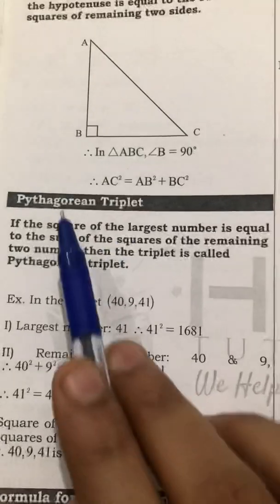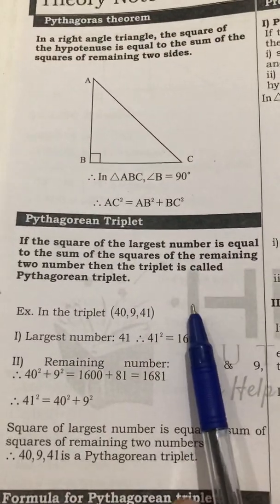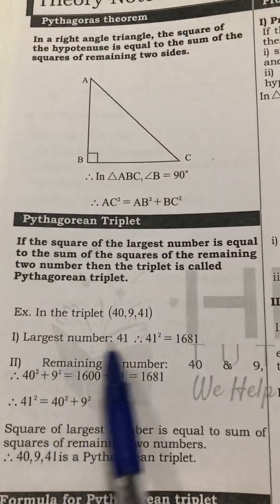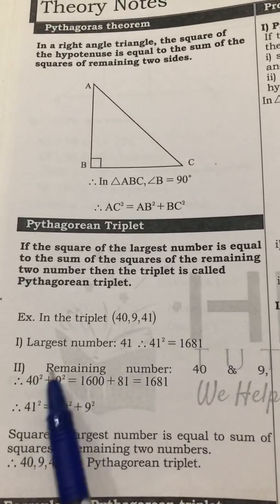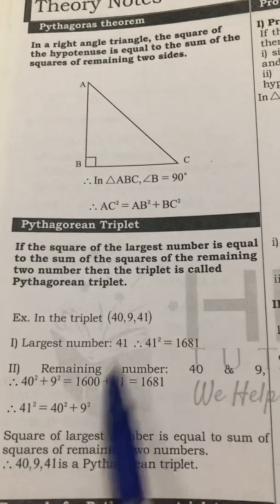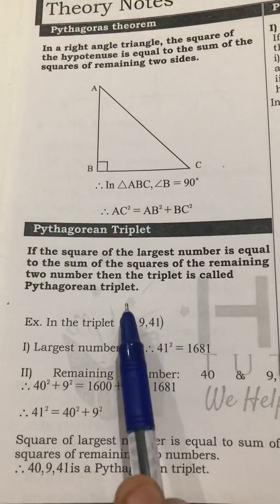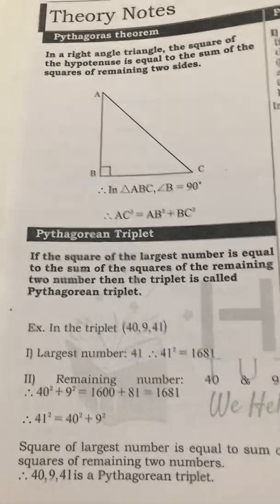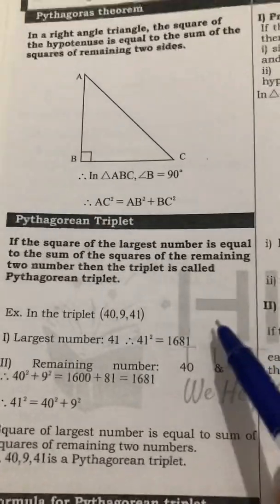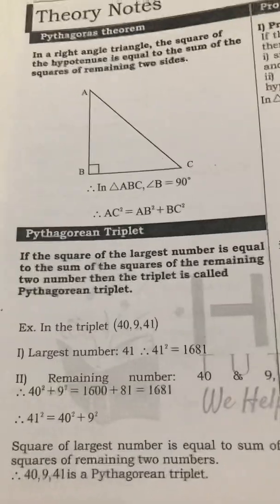Now what is a Pythagorean triplet? We also know what is a Pythagorean triplet. If the square of the largest number is equal to the sum of squares of the two remaining numbers, then we can say that it is a Pythagorean triplet. For example, 3, 4, 5 and 6, 8, 10. All these are Pythagorean triplets, means they are sides of a right angled triangle.